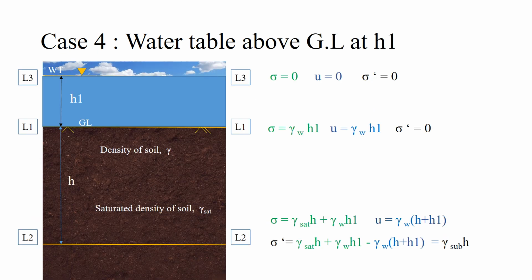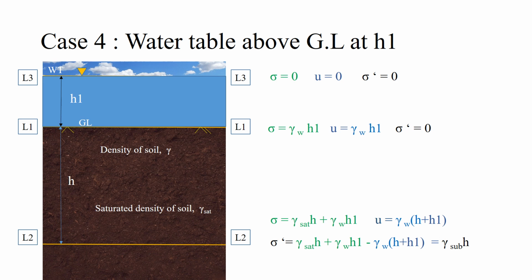Case 4. When the water table is above the ground level at a height h1. Again, let's consider three levels, L1, L2 and L3. L1 is ground level, L2 is at a depth h from the ground level, and L3 is the height of water table from the ground level. At L1, the total stress is gamma W into H1. That is, we will consider the weight of the water that is acting above it. The pore water pressure is again gamma W into H1. Therefore, the effective stress will be 0.